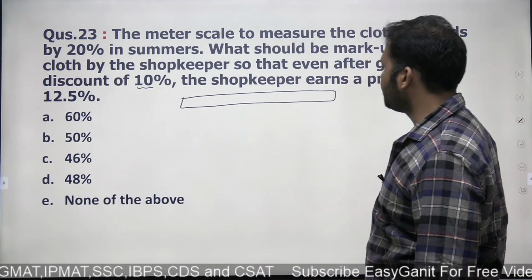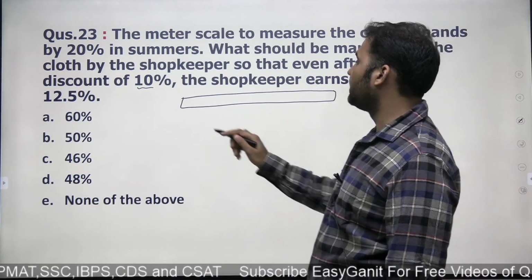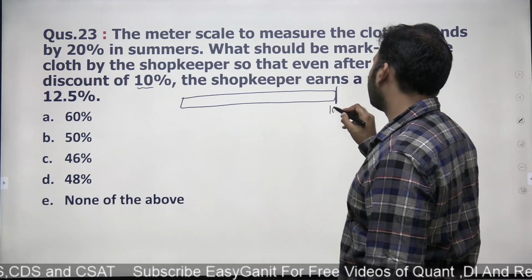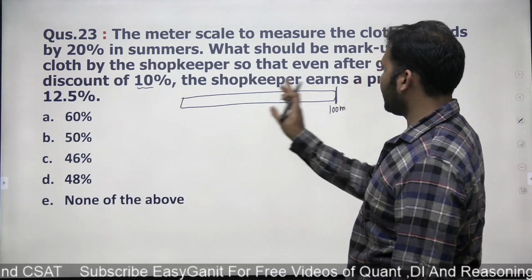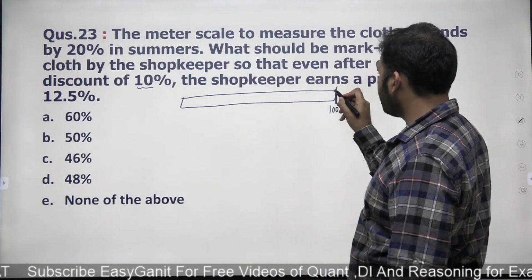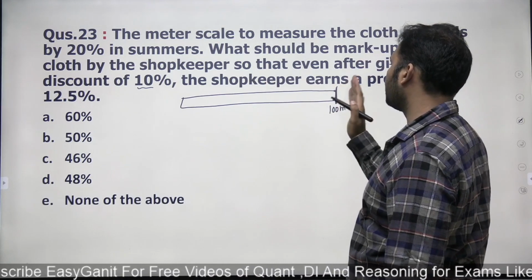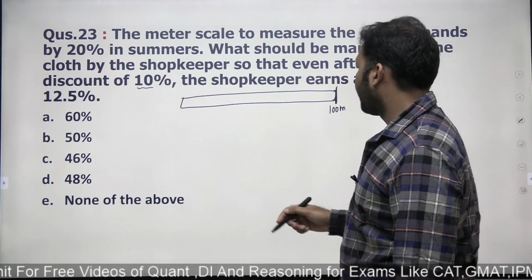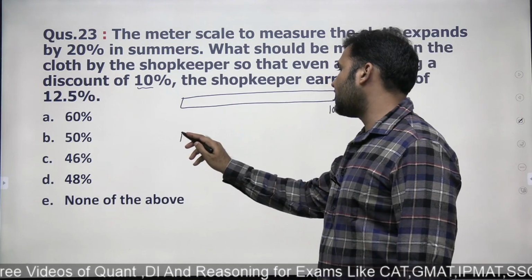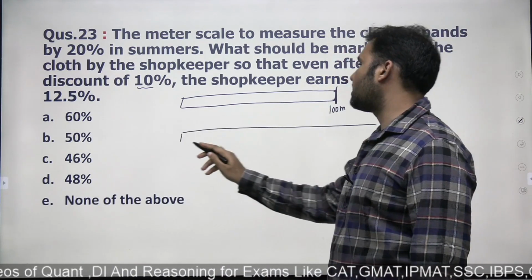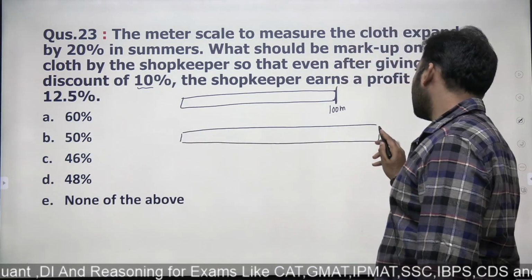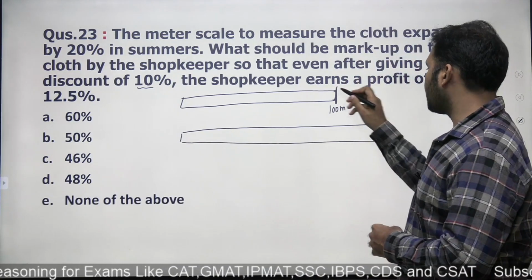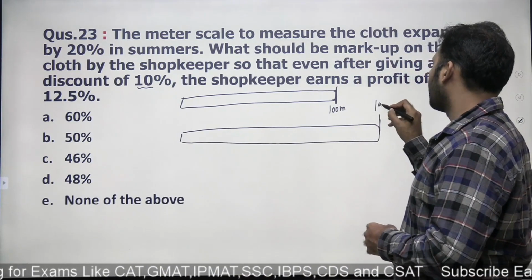See that. Let's say that this is my scale to measure the cloth. Now let's say that this is the point which is at 100 meter, right? This is a scale of 100 meter. Let's say, children, that the 100 meter scale is at this point. So 100 meter is being represented at this point. Now when the meter is extending in summers, when the expansion happens, the 100 meter mark will move up and come here, right?